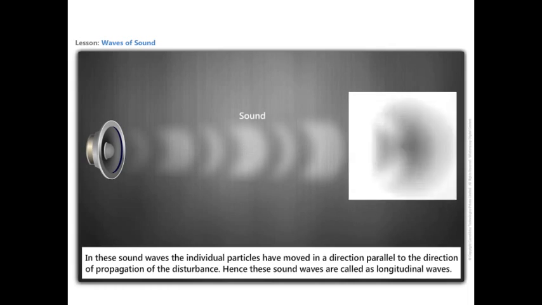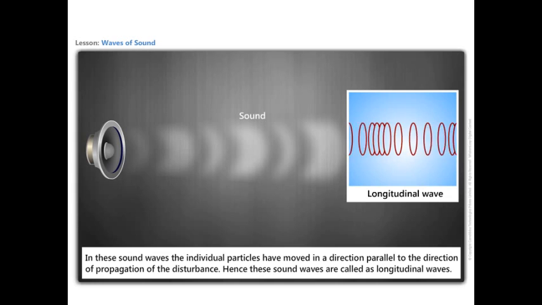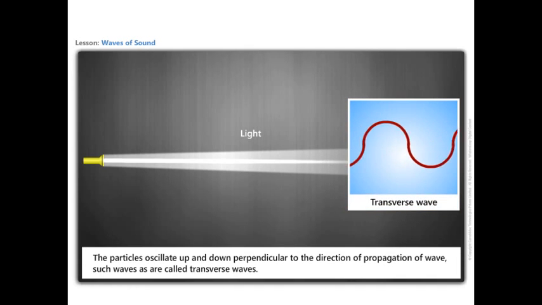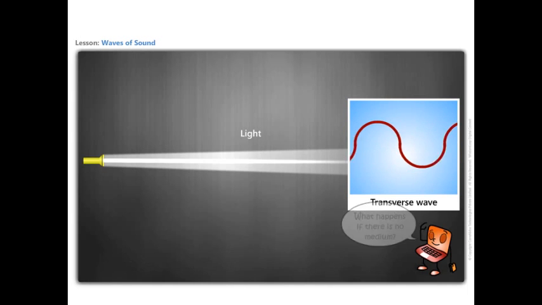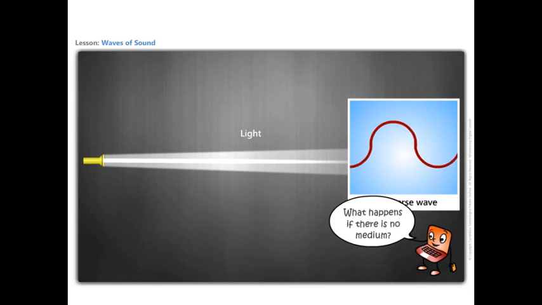In these sound waves, the individual particles move in a direction parallel to the direction of propagation of the disturbance. Hence, these sound waves are called longitudinal waves. There is also another type of wave where the particles oscillate up and down, perpendicular to the direction of propagation of the wave. Such waves are called transverse waves. Example, light waves.